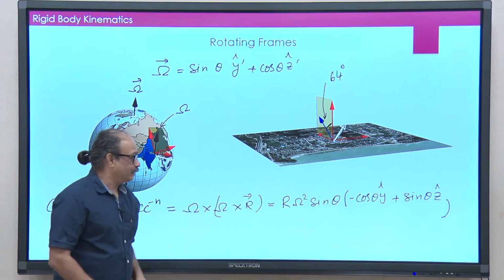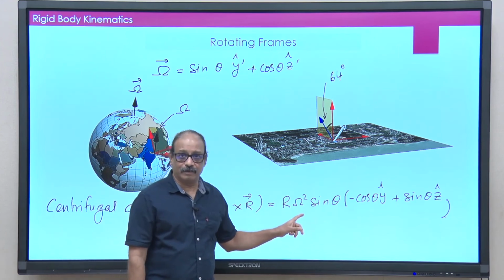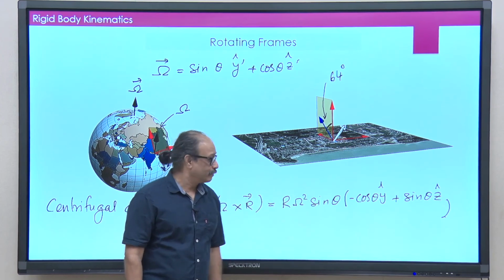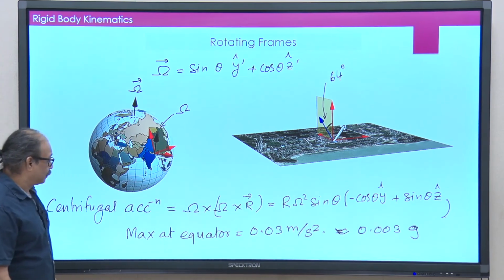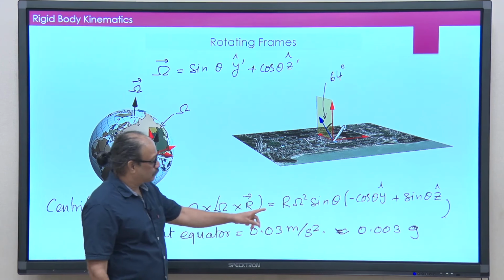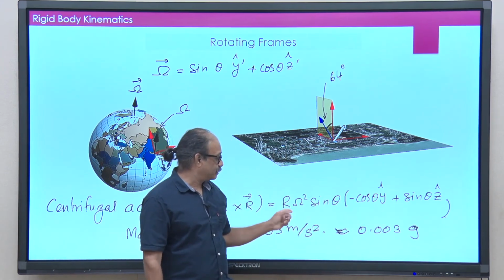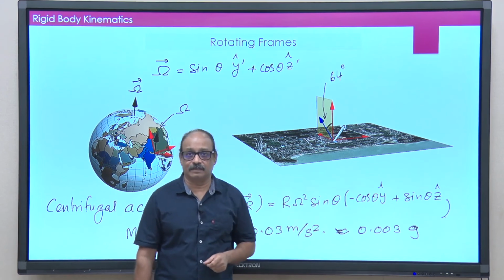But then you can calculate this. Remember, omega was a very small number, r is a large number, but omega is a small number and it is squared. It turns out that, because this magnitude is of course 1, the magnitude of this is r omega square into whatever sin theta factor.